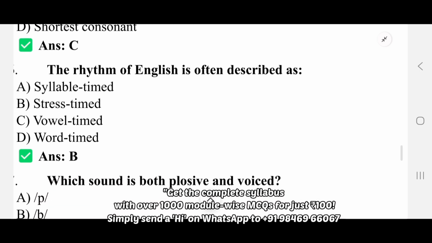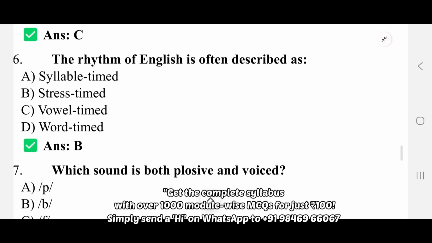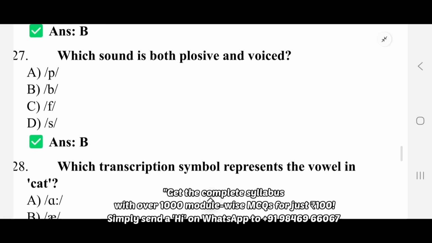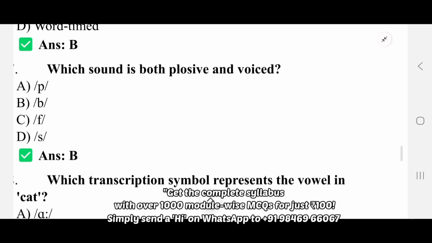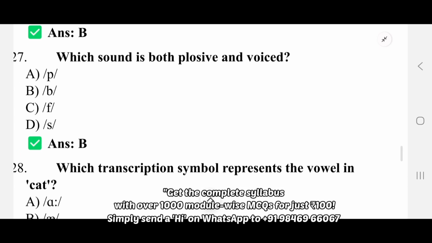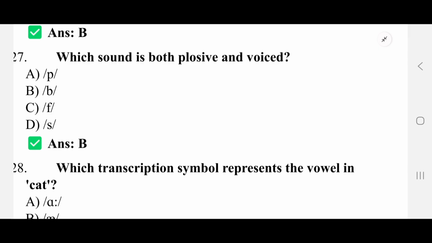The rhythm of English is often described as syllable timed, stress timed, vowel timed, word timed. Stress timed is the correct answer. Which sound is both plosive and voiced? P, B, F, S. P, B. B is the right answer.